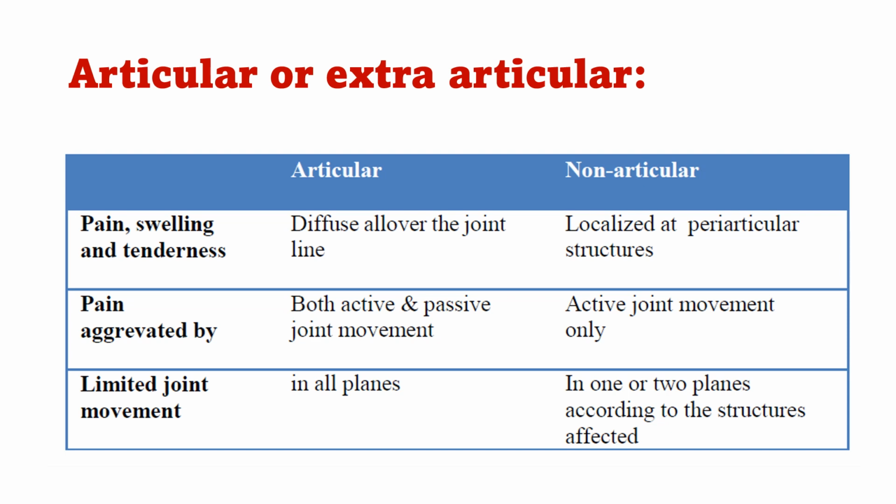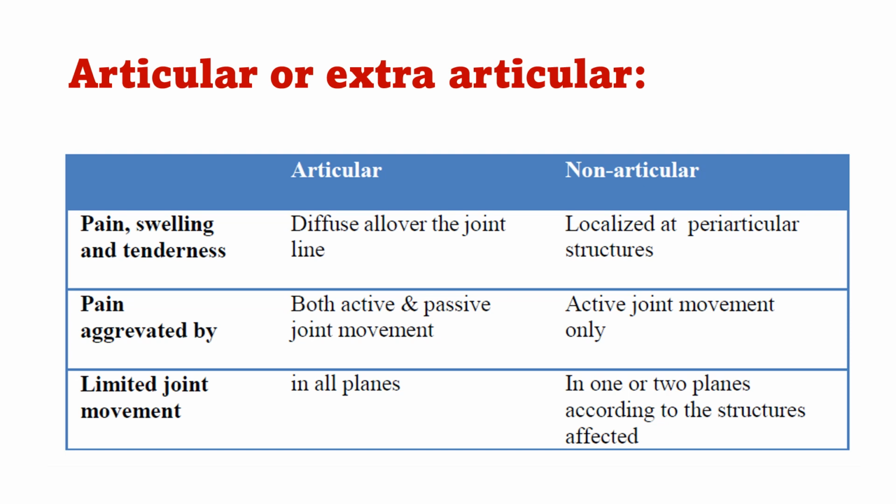What's the meaning of active and passive movement? The active movement is the movement which the patient is doing by his own muscles. So he is doing this movement actively. However, the passive movement is the movement which the physician is doing for the patient during the examination. So the patient is not doing it actively. So in case of articular joint pain, both active and passive movement will aggravate the pain. However, in non-articular pain, it will be aggravated by the active movement, which uses the muscles and tendons and the structures related to the muscles.